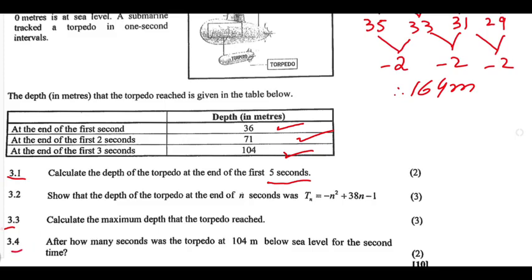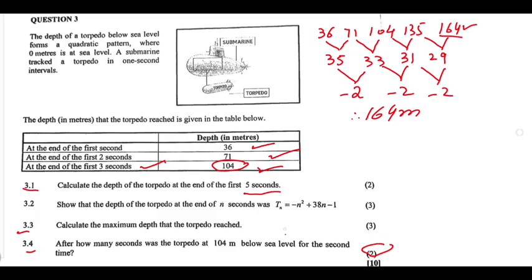So 3.4, after how many seconds was the torpedo at 104 meters below sea level for the second time? So at the end of the first 3 seconds, it is 104. Now you're looking at the second time. I can equate with this one, but it's 2 marks, so we need to find an easy way to solve this question. So I need to find an alternative method.